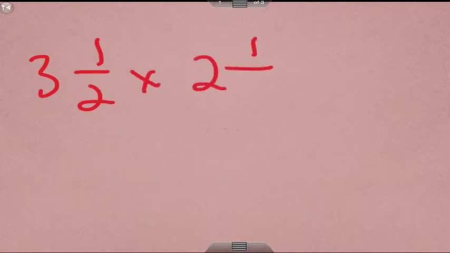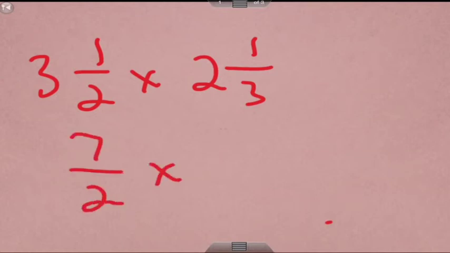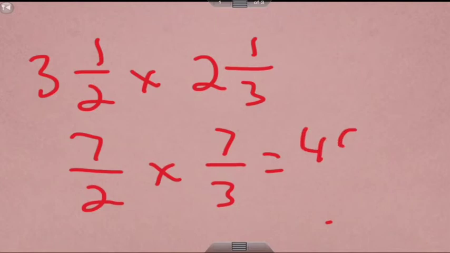Now let's say you have a mixed number. If I have 3 1/2 times 2 1/3, what you need to do is make these into improper fractions first. So the first factor is 3 times 2 plus 1, so 7/2, times 2 times 3 is 6 plus 1 is 7/3. I can't really cross reduce, so I get 49/6. Now you're not quite done because you need to make this answer into a mixed number.